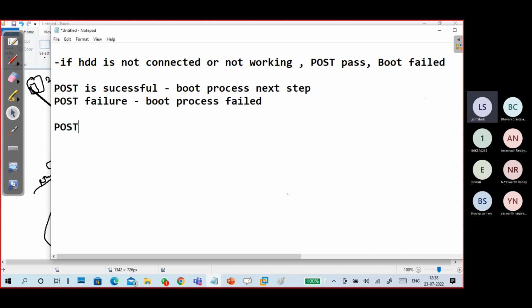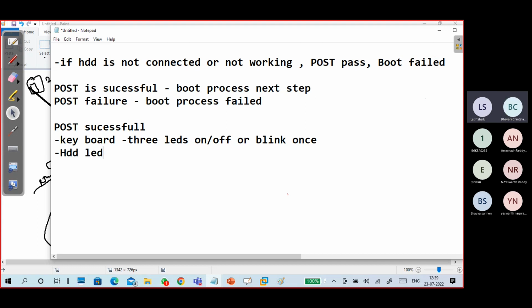So first of all, how do you know post is successful? How do you know post is failure? So these are the symptoms. Keyboard 3 LEDs will glow once. Very good. Keyboard 3 LED blink, on and off. Okay, glow once, blink once.